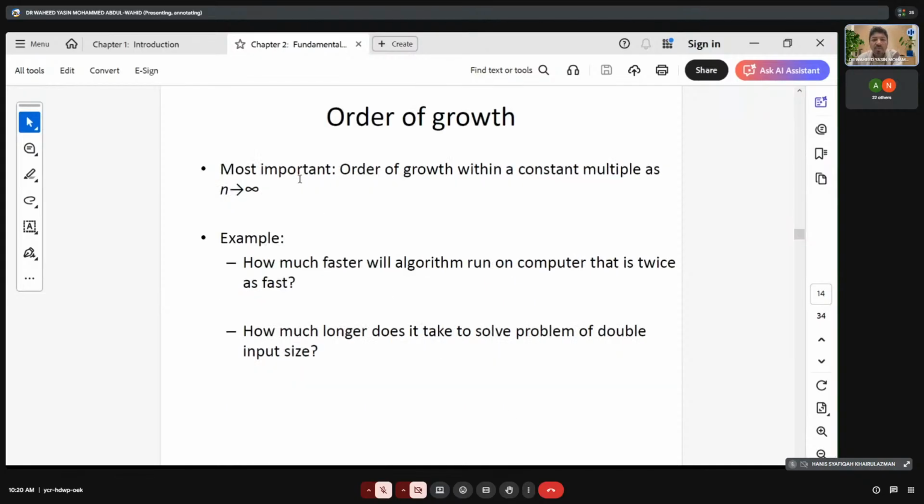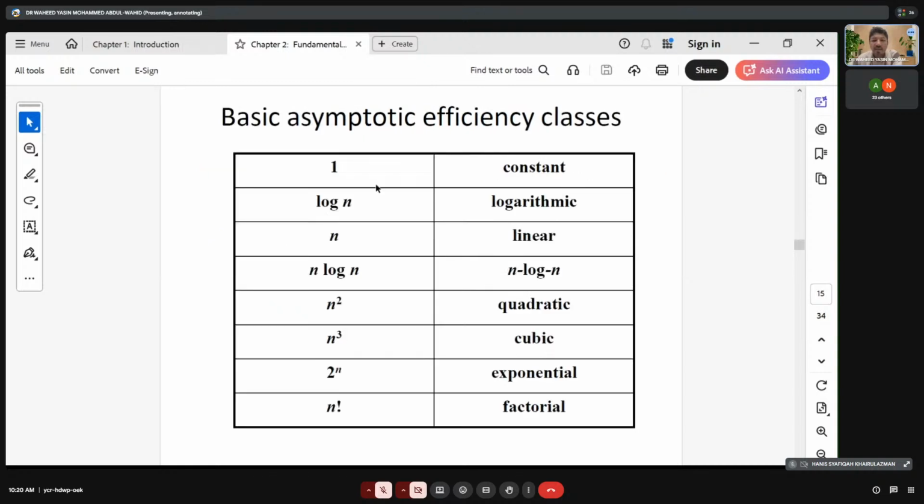Order of growth is most important within constant multiples as n grows to infinity. Example, how much faster will an algorithm run on a computer that is twice as fast? How much longer does it take to solve a problem of double input size?